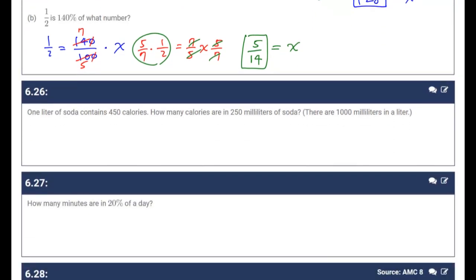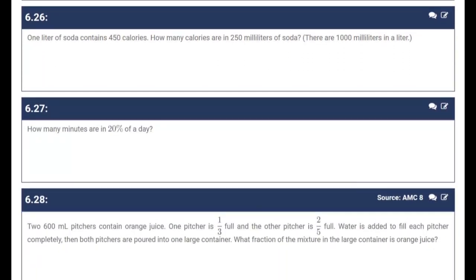Moving on to 6.26. Alright, 1 liter of soda contains 450 calories. There is a conversion factor right there. So 1 liter should equal 450 calories. Now, how many calories are in 250 milliliters of soda? So we always, this is by the way, unit conversion by multiply by 1 and both, right? And always start with the given amount or given measurement.